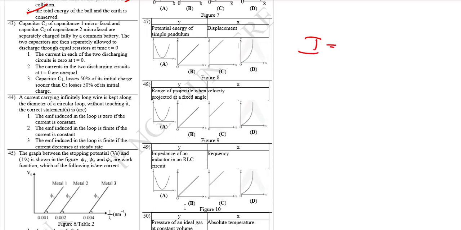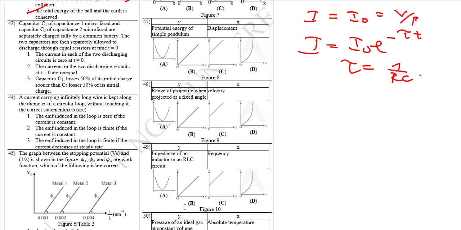That is not true. I is equal to I naught times e to the negative t over RC, where the exponent constant is 1 divided by RC. So that's not true. When t equals 0, I is equal to I naught, which will be equal to V on R. So that's wrong. Next, the current in the two discharging circuits at t equals 0 are unequal. Correct. So since 2 is correct, 3 should be correct.